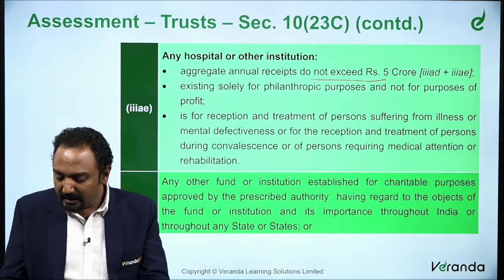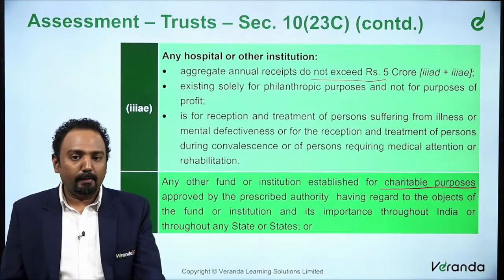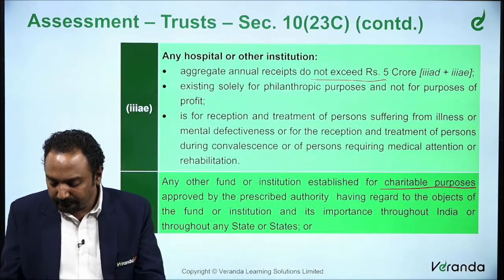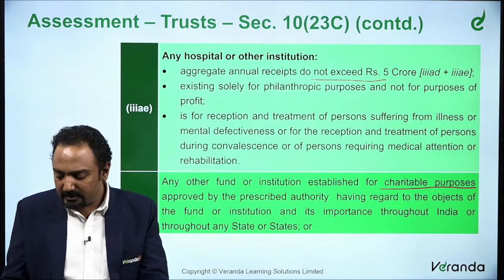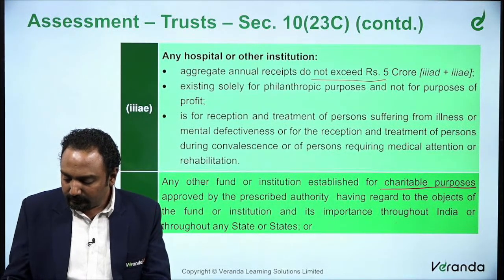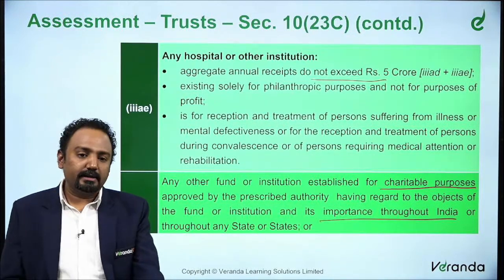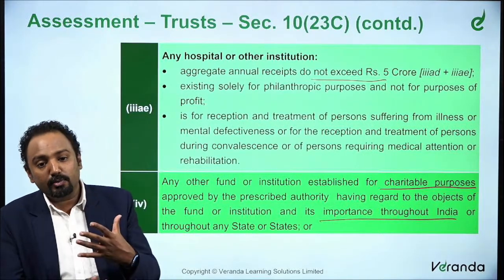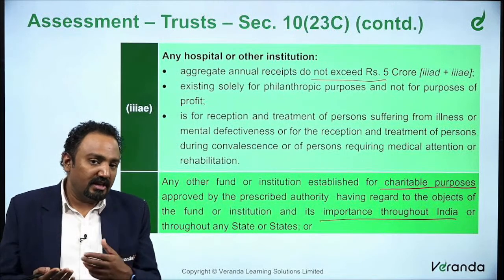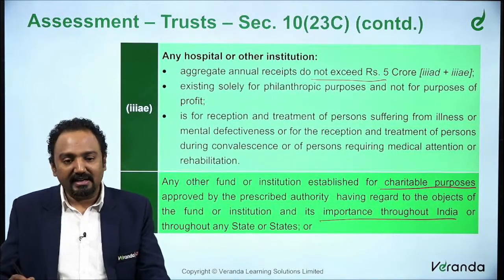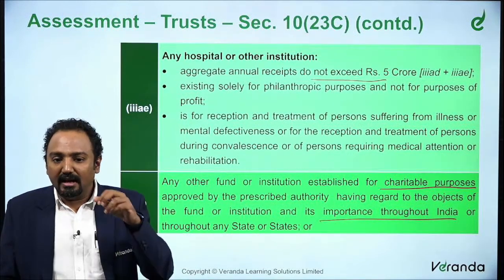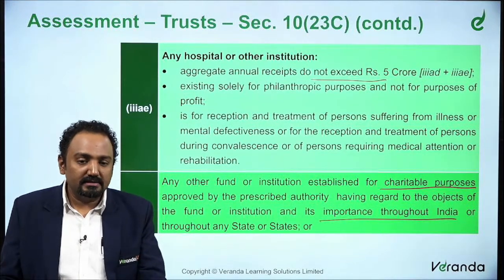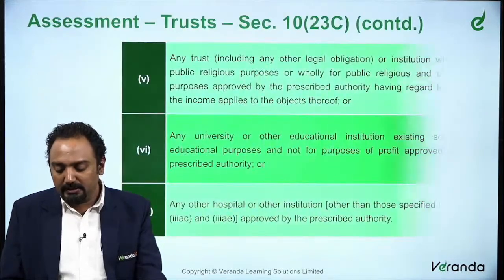And the other one is any other fund or institution established for charitable purposes, whatever we saw in section 2 subsection 15, clause 15. What is the importance of the charitable purpose? It should be of importance throughout India or throughout any state. So it should be for the importance of the particular country, the nation being put first. It is for the development and advancement of the nation as a whole or a particular state as a whole. So if there is any activity, whatever we saw in section 2 clause 15, that is for the purpose of the nation's development or gives importance to India and states, then that will also be an eligible fund or institution.